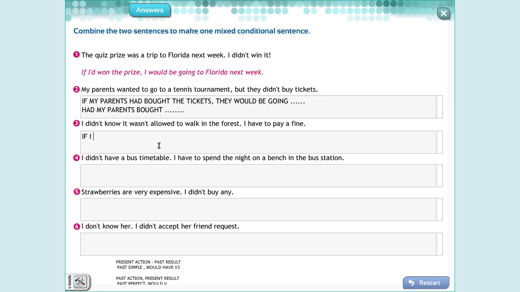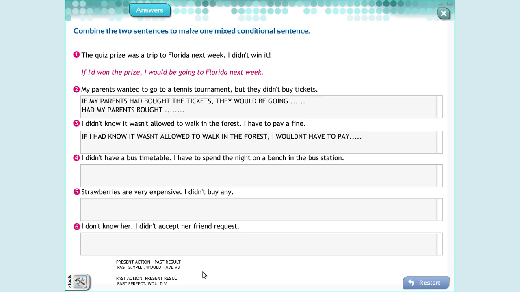So, if I had known it wasn't allowed to walk in the forest, now you have would and the verb, I wouldn't have to pay. Okay?